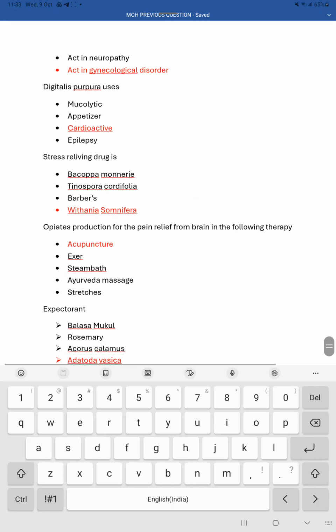The next one is a stress relieving drug. Okay, which is a stress relieving drug they have asked. So the main stress relieving drug is Withania somnifera, that is ashwagandha. The first one is Bacopa monnieri, that is Brahmi. Brahmi is actually used for improving memory. Then Tinospora cordifolia is Guduchi. Okay, so Withania somnifera is the main medicine we can give for stress relieving.